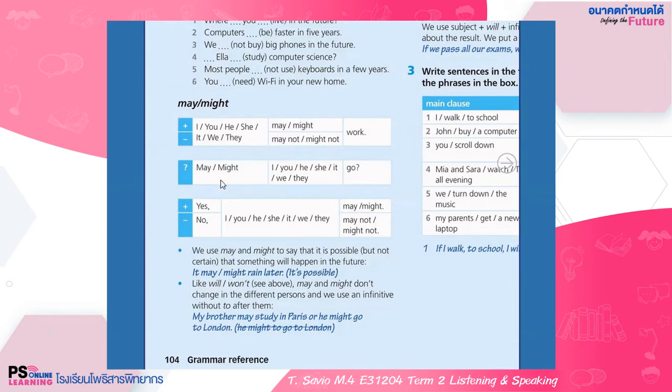We can use may and might to form questions. For example, may I go? May you go? May he go? May she go? Or may it go? May I go? We use normally when we are asking for permission. May I go to the toilet, please? So we use may and might when we are asking for permission.